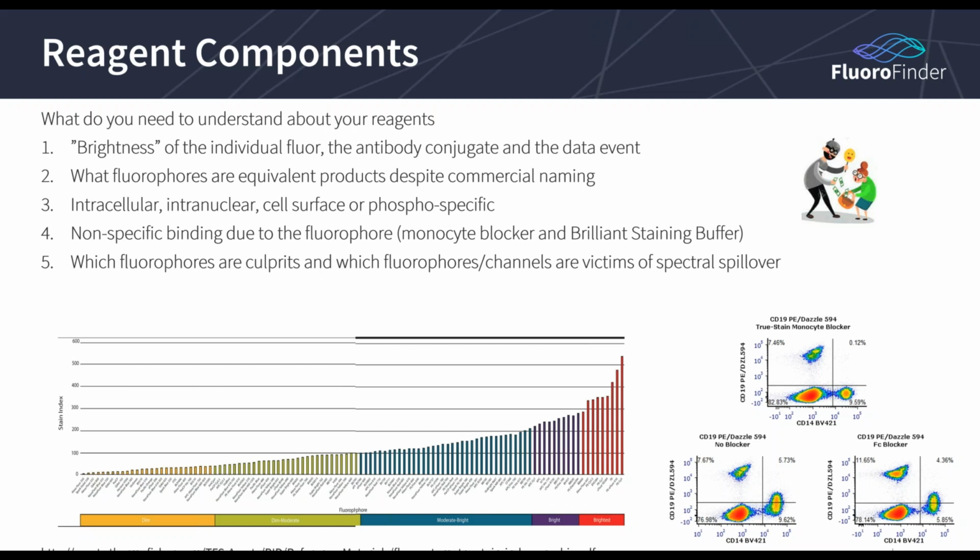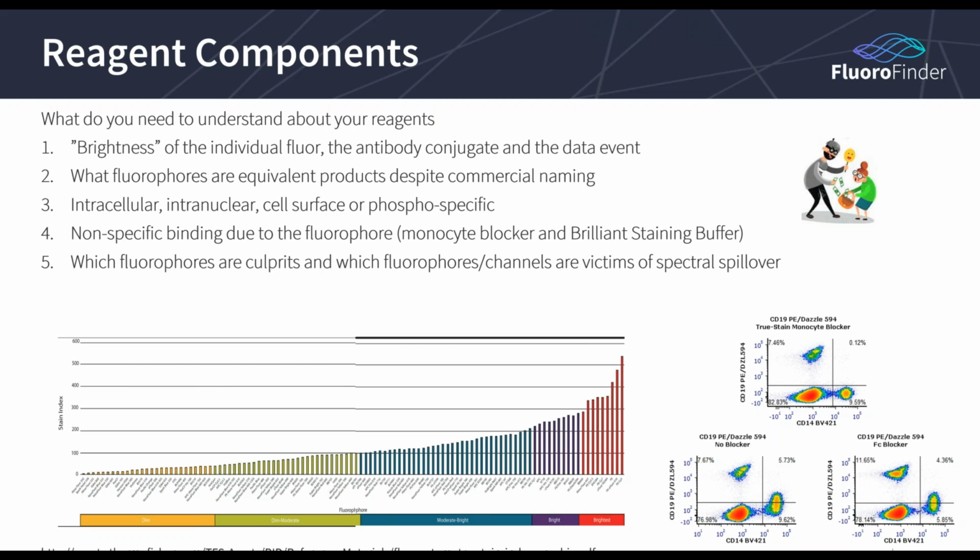Second, probably the thing that is most confusing, are what fluorophores are equivalent products despite their commercial naming. This has happened pretty significantly in the last, I would say, 5 to 8 years because a lot of fluorophores went off patent. And so everybody was able to take those structures, get them manufactured and put their own commercial name on them. However, they still remained identical products. They are identical fluorophores just with different names because of the different manufacturers.